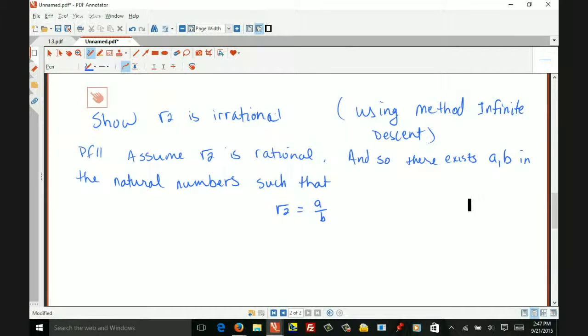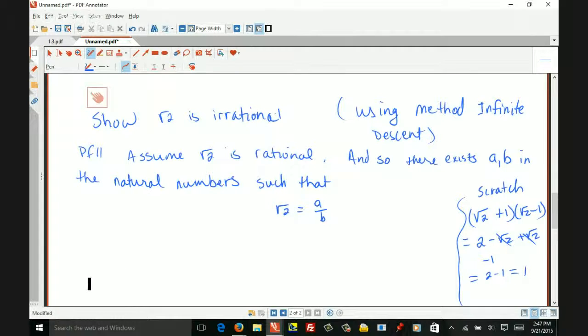Now, I need some scratch work over here. Notice that if I multiply square root of 2 plus 1 and square root of 2 minus 1, what is, if I FOIL this, square root of 2 times square root of 2 is what? 2, or the square root of 4. And then you're going to have minus square root of 2 plus square root of 2 minus 1. What is? Yeah. Wow. So I'm going to use that relationship.